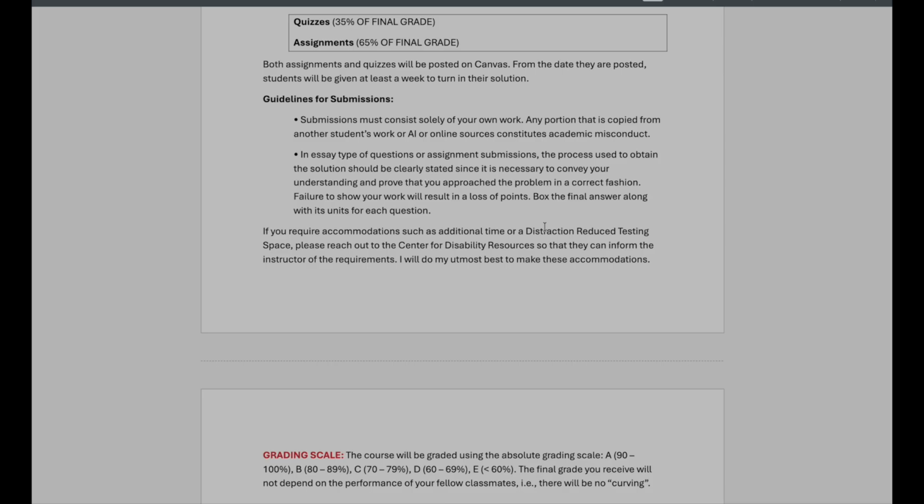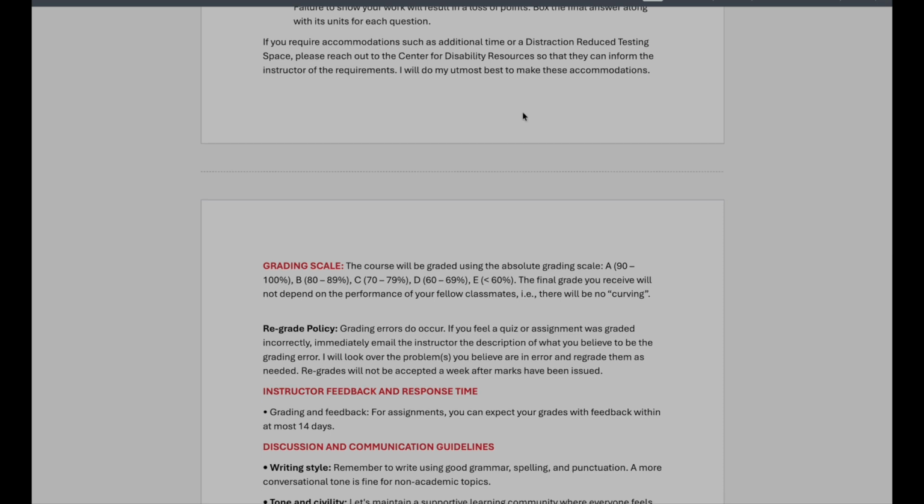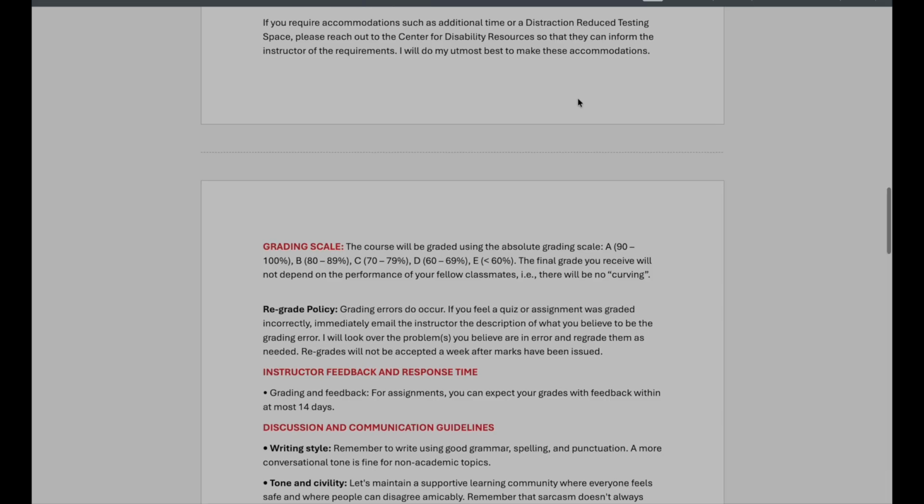While if you show me the process and then your final answer is incorrect, I can at least grade for the work that you did. So allow me that opportunity to provide you with more marks by showing the process that you used. I'll always work with you to accommodate any assistance that you need for distraction reduced testing or additional time for assignments and so on, but make sure that you reach out through CDR to get this to work, and I will do my best.